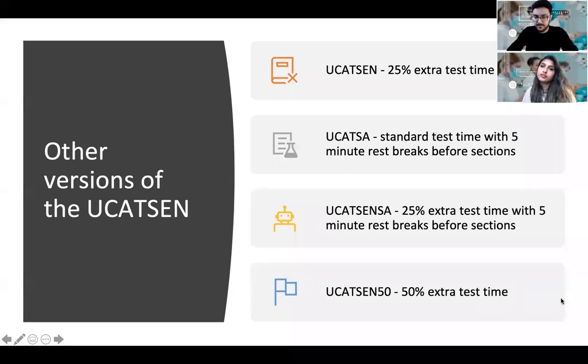Right, so along with getting extra time, you can get 5 minutes rest breaks between each section. Now, usually if you take the standard UCAT, you get 1 minute rest break. So this is again just extending that break time. And there's also a version of the UCAT SEN where you can get 50% extra time. Now, this is all dependent on obviously your cognition abilities and communication skills, etc. So this really just is dependent on you and the evidence you can provide for the test center.